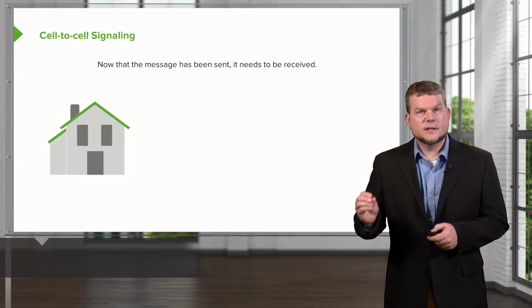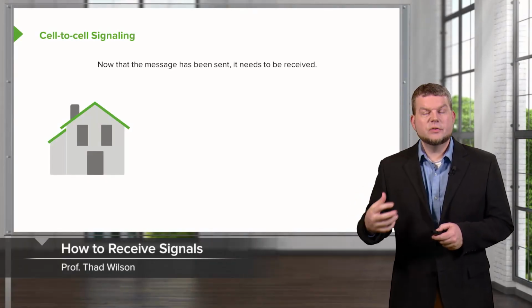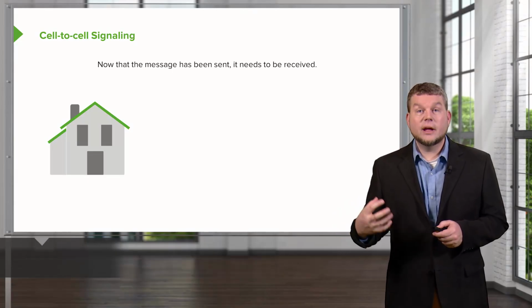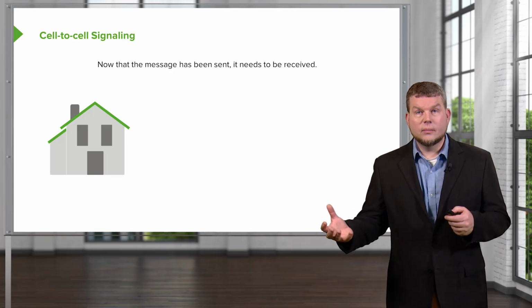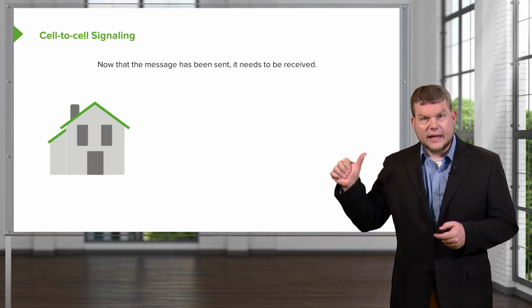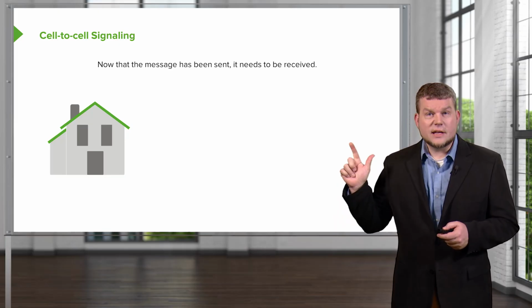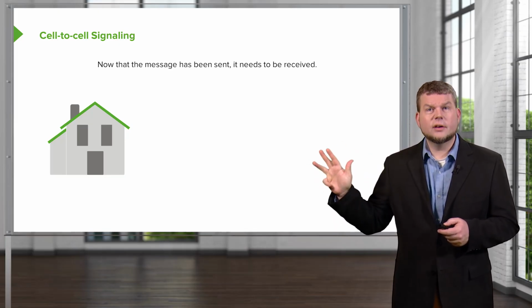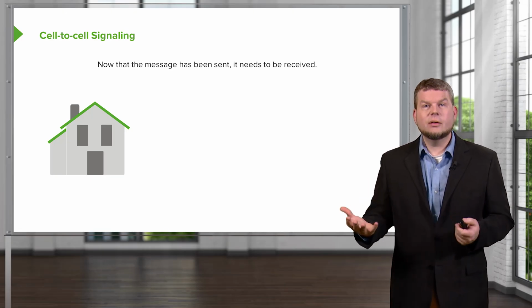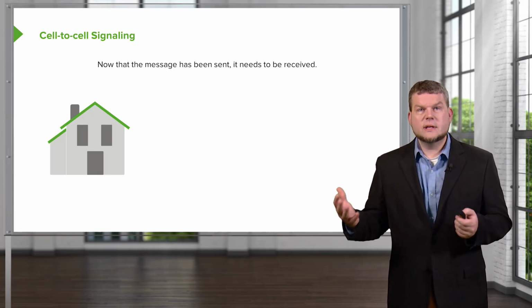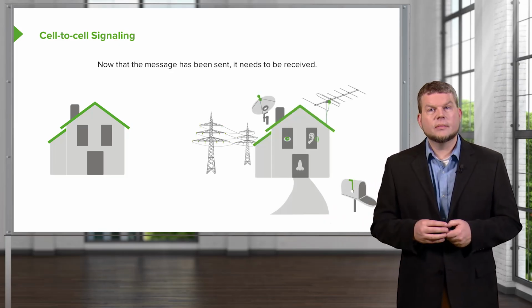With cell-to-cell signaling, it doesn't work if you just send that signal out and don't have anyone to receive it. You need to be able to receive the signal. And this doesn't matter if it is an endocrine signal, if it is a neural signal, if it's a paracrine or autocrine signal, you need to be able to receive it.